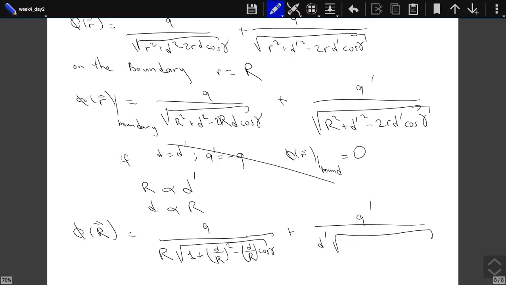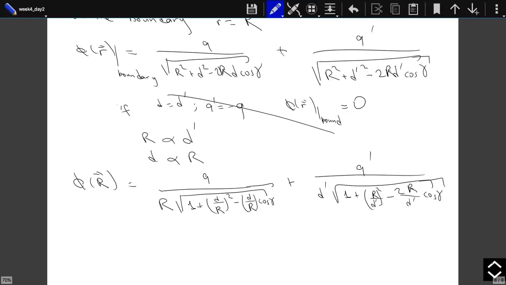d prime, 1 plus r squared over d prime squared minus 2r, so this is capital R, minus 2r over d prime cosine gamma. Now, if d over r is equal to r over d prime and q over r is equal to q prime over d prime, we are done.